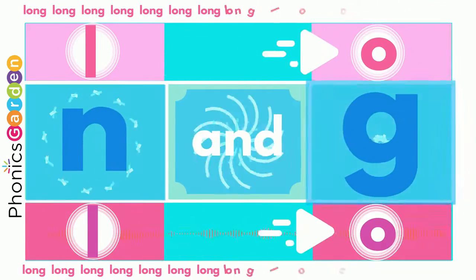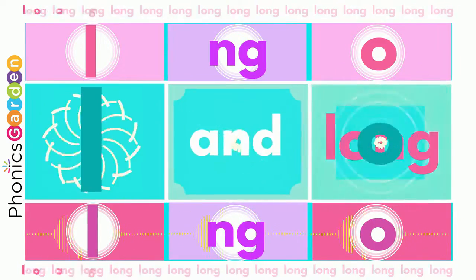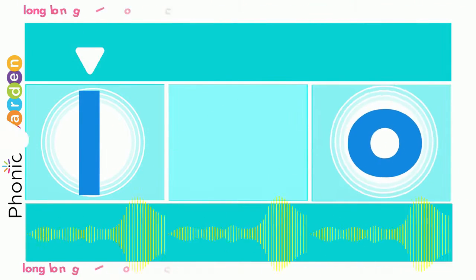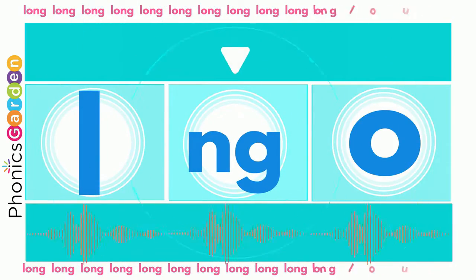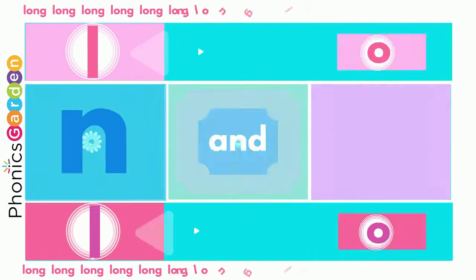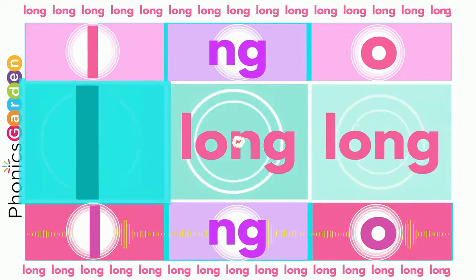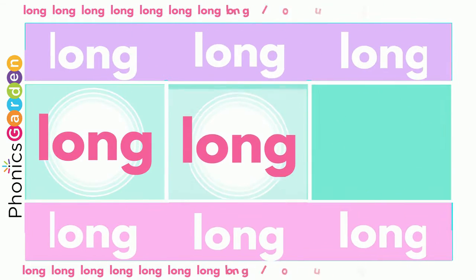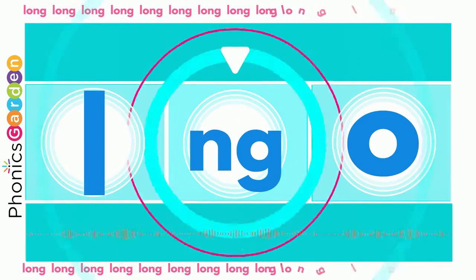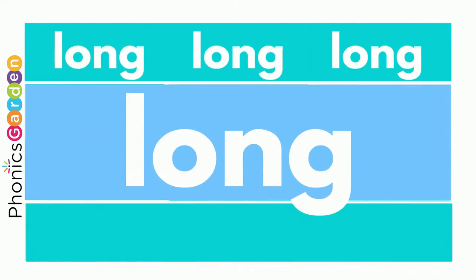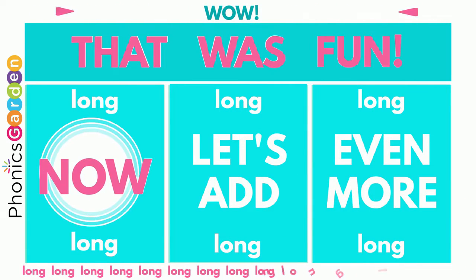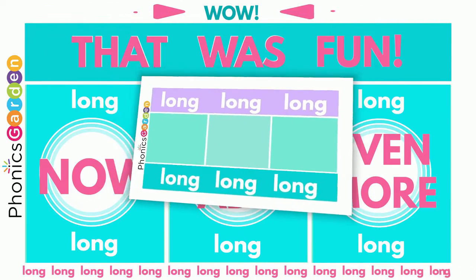L and O, N and G, long, long, long. Use an L, use an O, end it with NG. Now you've made the new word long for me. Wow, that was fun. Now let's add even more.